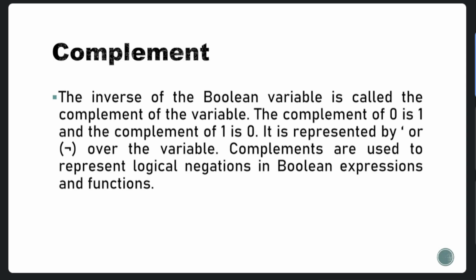That symbol is called a bar, over the variable. Complements are used to represent logical negations in Boolean expressions and functions. So the 1 to 0 and 0 to 1 is called the complement, like the 1's complement and 2's complement we discussed earlier.